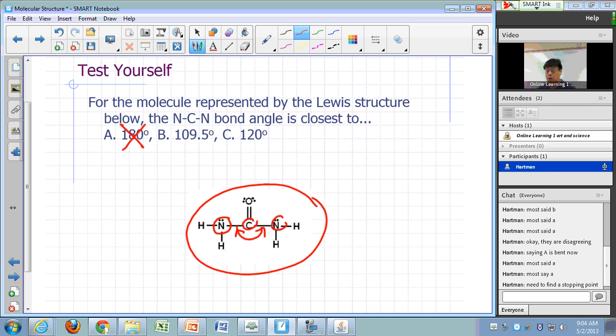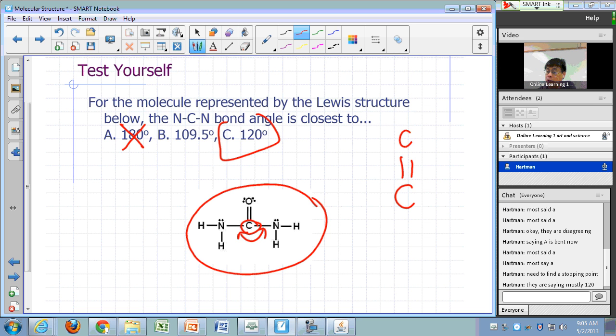So what would be the shape? What would be the angle? This nitrogen to carbon to nitrogen angle. What would this angle be? It's not going to be 180. Is it 109.5 or is it 120? 120, very good. Because the steric number around this carbon is 3. There's 3 groups of electrons sticking out of that carbon, and so that angle should be close to 120. It's not exactly 120 because this double bond is a little bulkier, so it's going to push those single bonds a little further away. So it's going to be slightly off 120, but 120 is close enough.